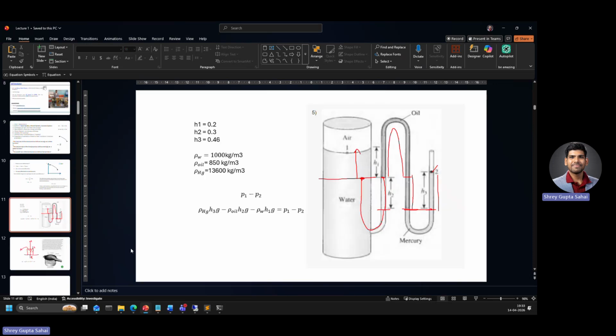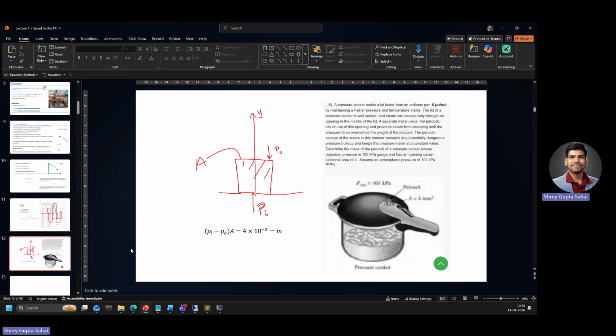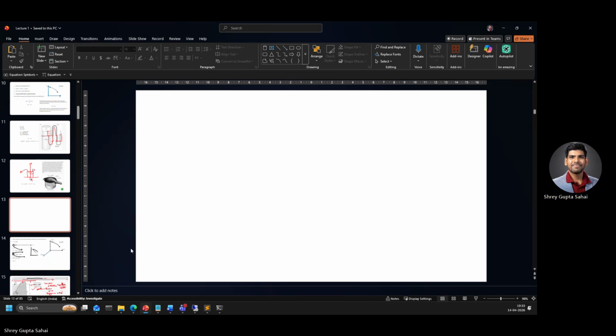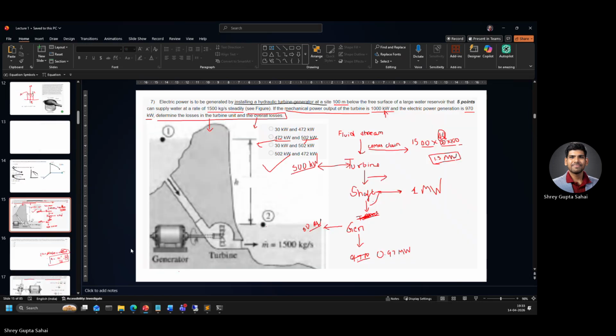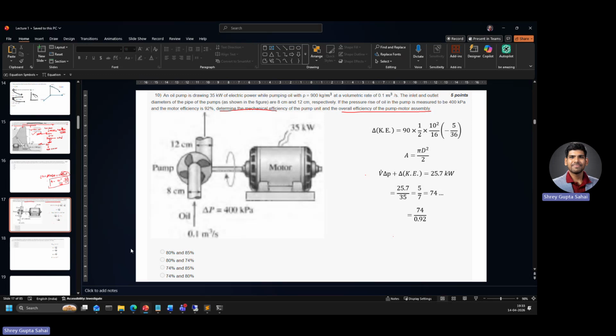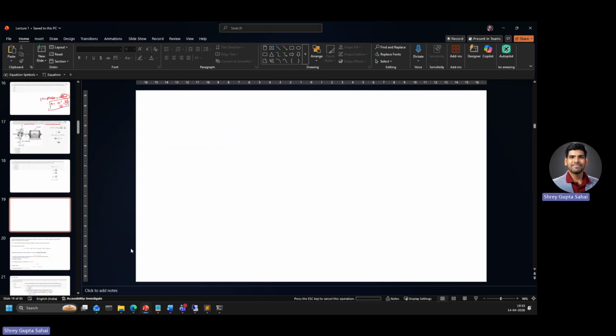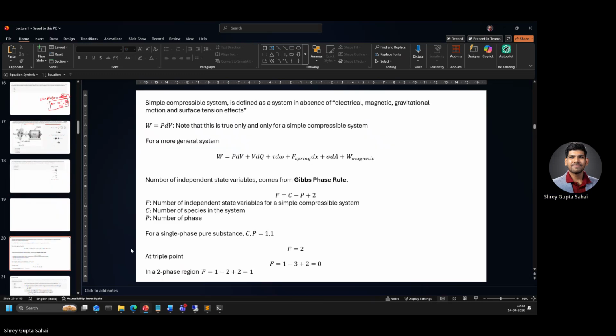Some questions, very simple questions. The second part, I think we continued that discussion. Simple questions, simple questions. Yeah, and then came the Gibbs phase rule, and then pure substances relations came.